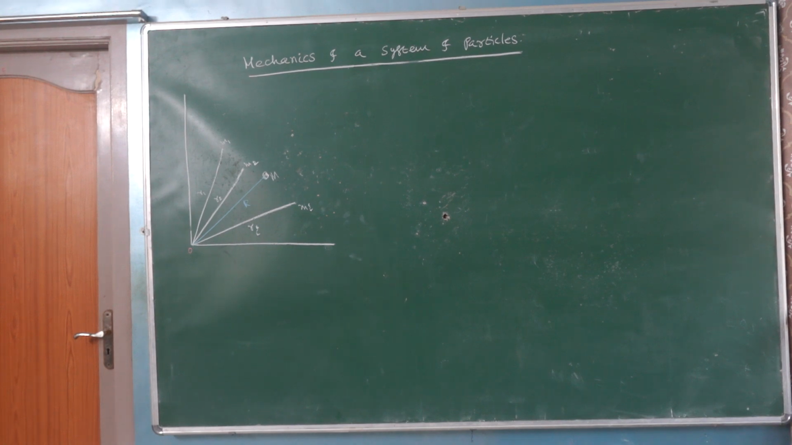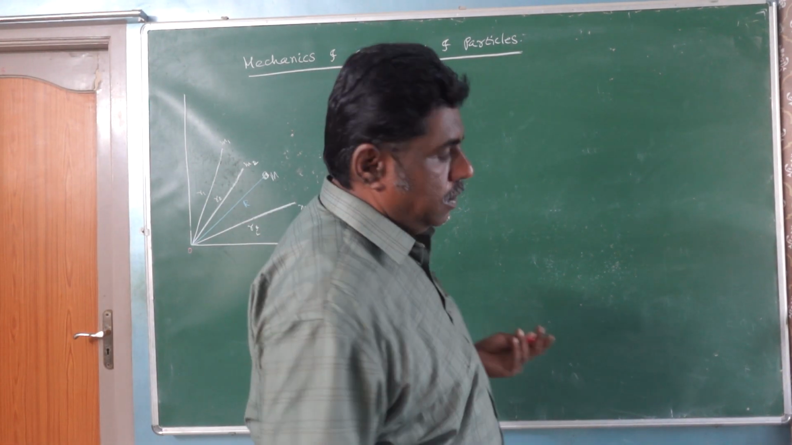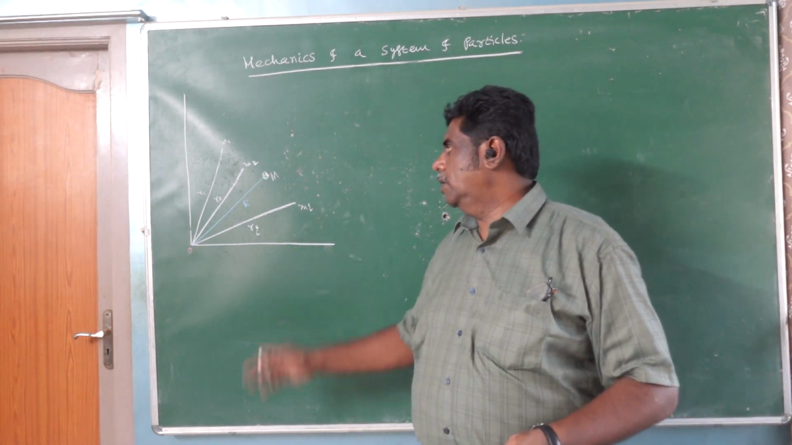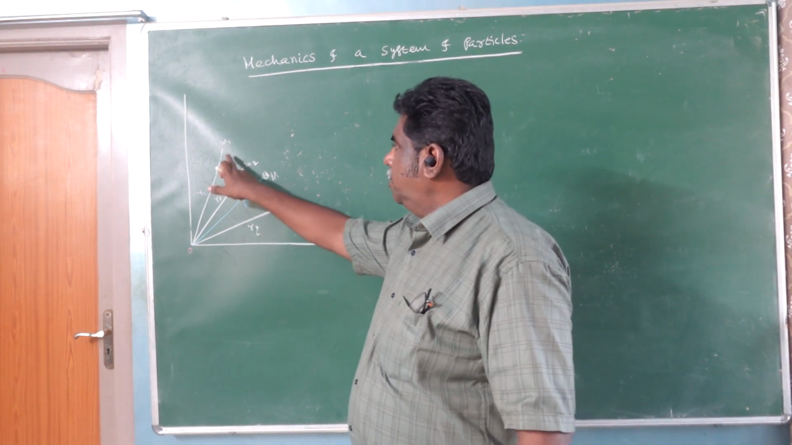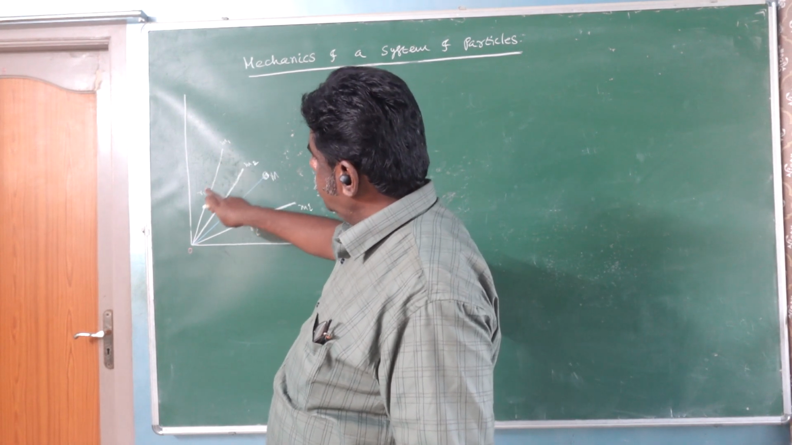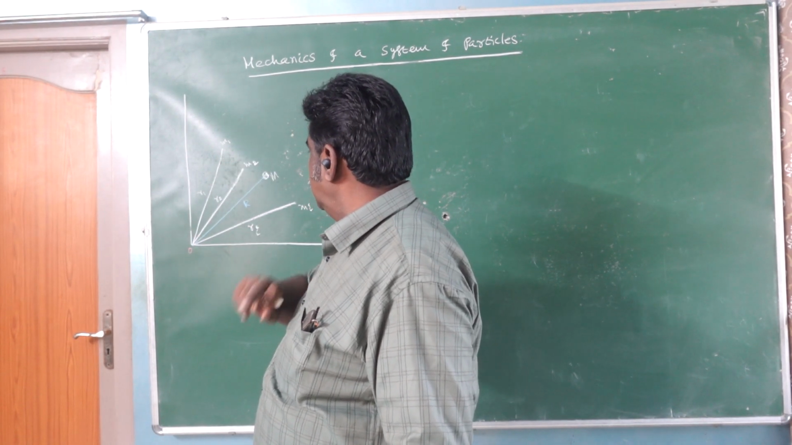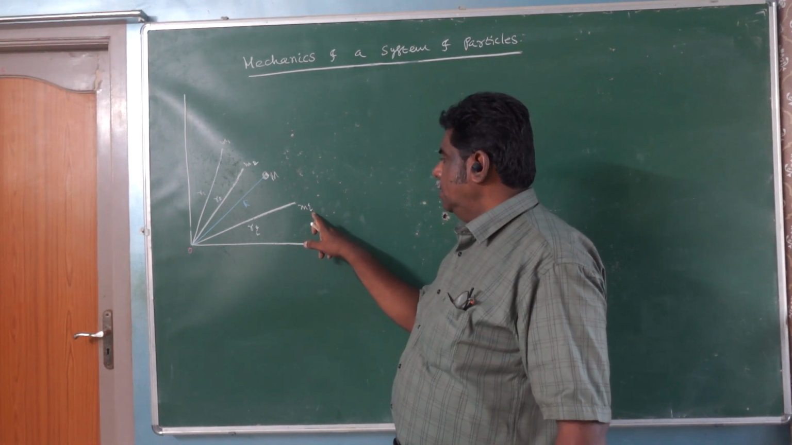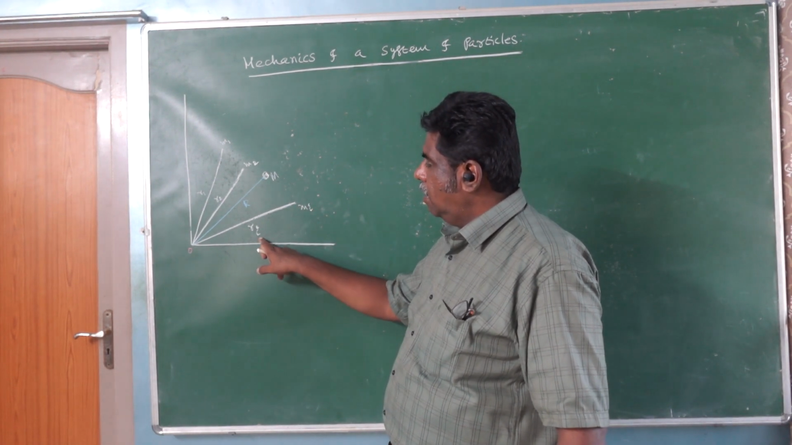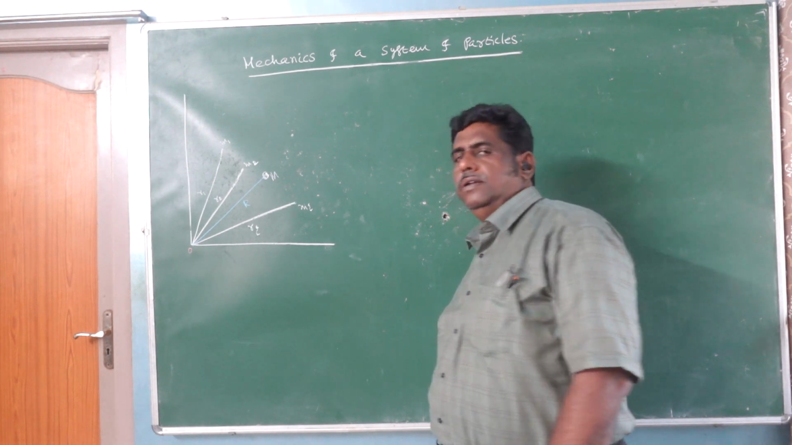In this video lecture, we have to talk about mechanics of a system of particles. Consider a system of n particles. The first particle of mass m1 is at a distance r1 from the origin. The ith particle of mass mi is at a distance ri from the origin.